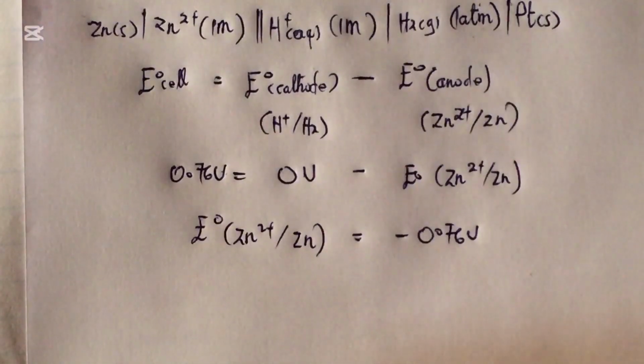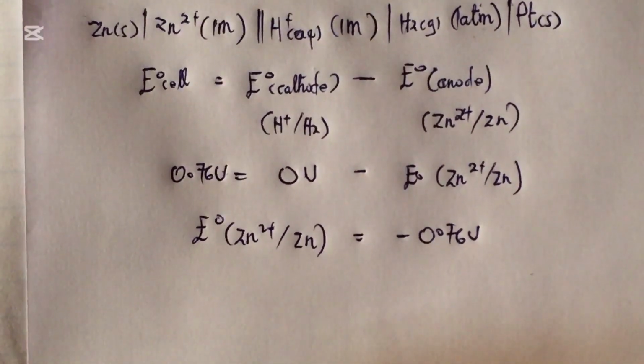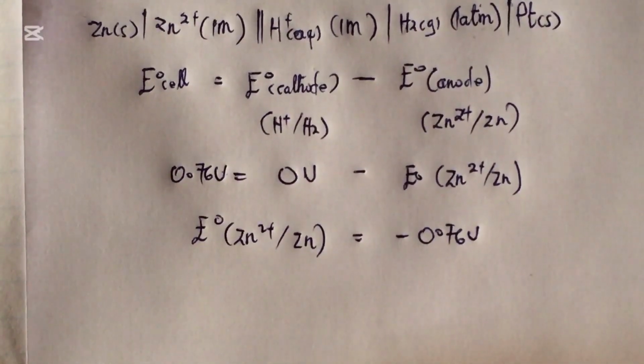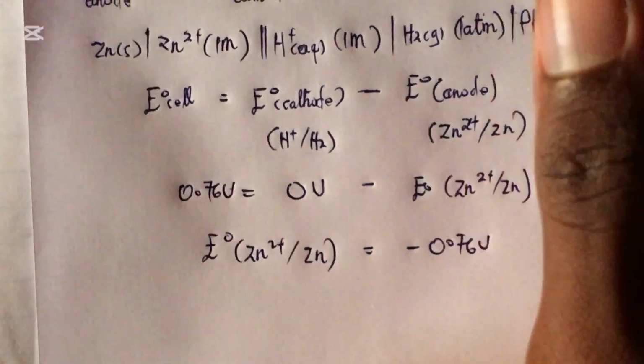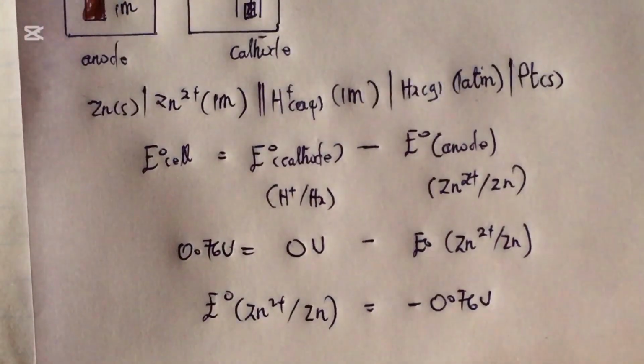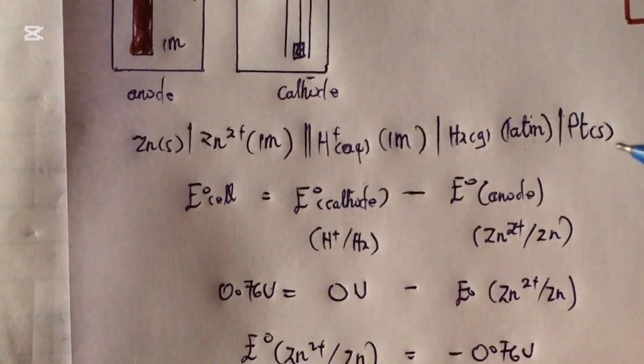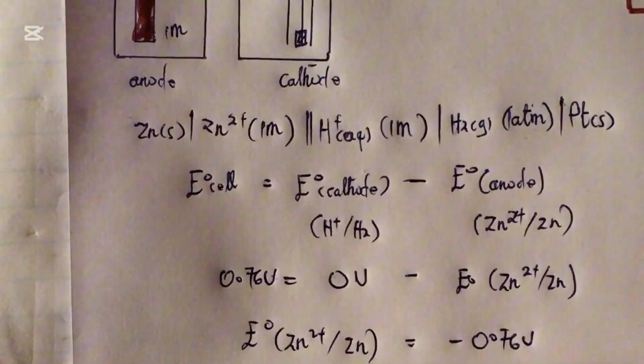So like we all know, the moment you connect your standard hydrogen electrode with any electrode at all, it means that you want to determine the standard electrode potential for that particular electrode that is connected to the hydrogen, because we always know that the standard electrode potential for the hydrogen is always 0.